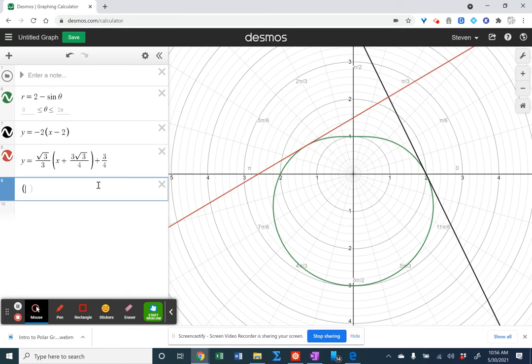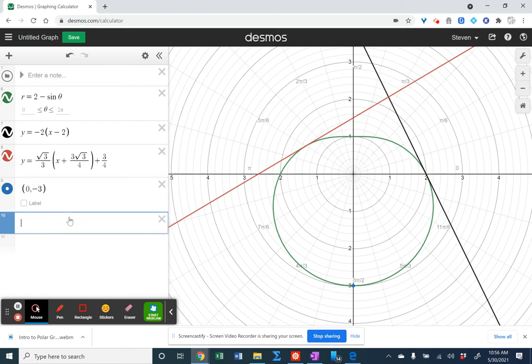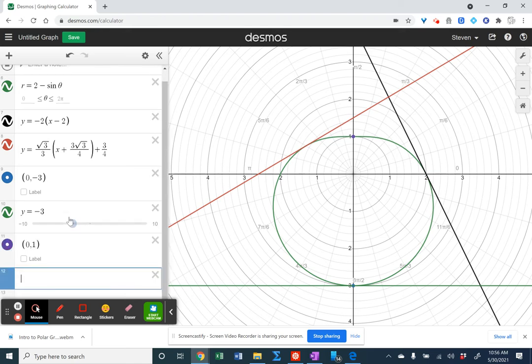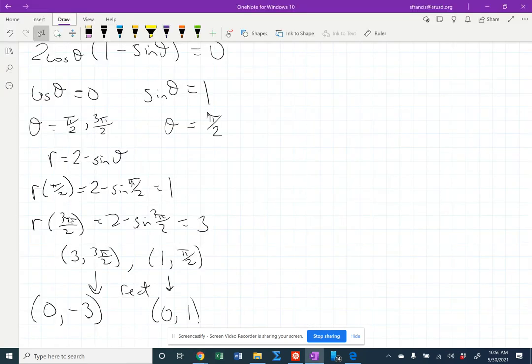So if I plot 0 comma negative 3, notice right down over here, the graph does have a horizontal tangent line right there. I can even plot y equals negative 3, and it'll go right to the graph there. And the other one we said was going to be at 0, 1. So 0, 1, you can see that there. We can plot y equals 1, and that goes right to the graph horizontally there as well. Now we need the vertical tangent lines. So let's go back.